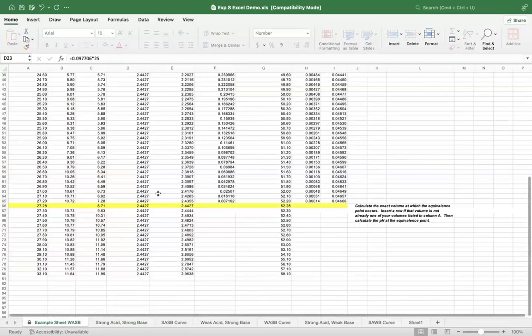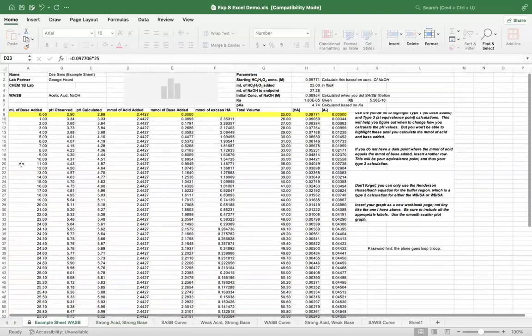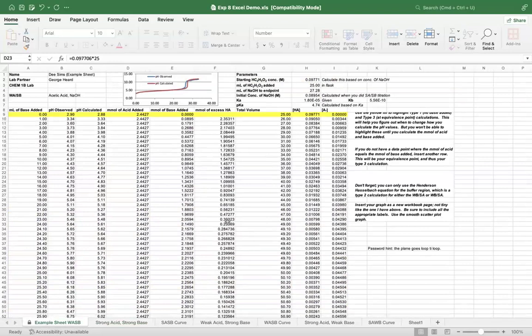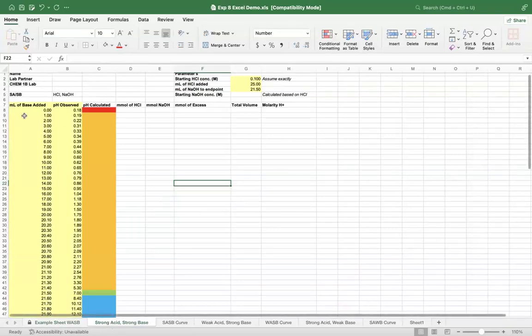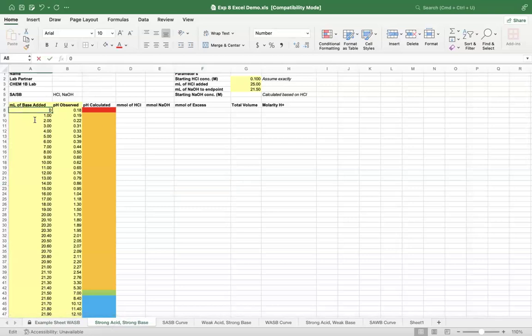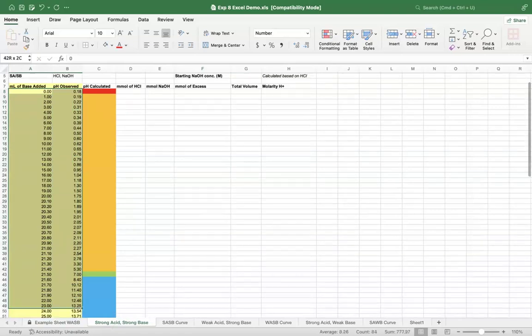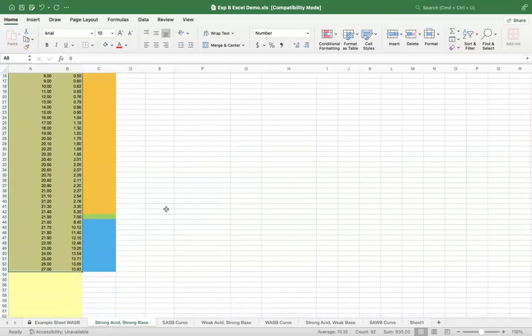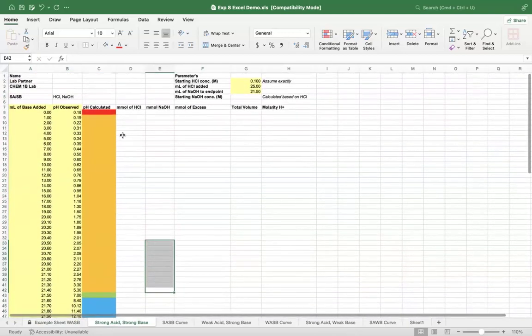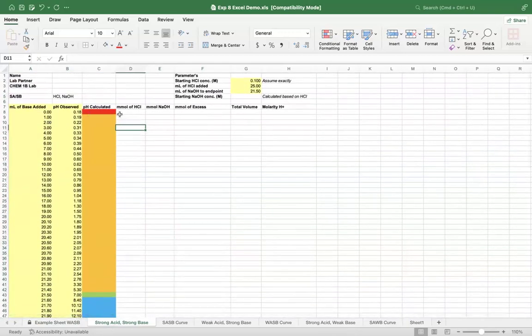The very first sheet is just an example sheet that really does show you the breadth of what we're going to be doing. But you can click on the strong acid, strong base sheet and yours will be empty. So right here, you'll enter all of the milliliters of base that you collected along with the pH values that you collected. I just have those in yellow so that they stand out. Maybe yours are in yellow already too.